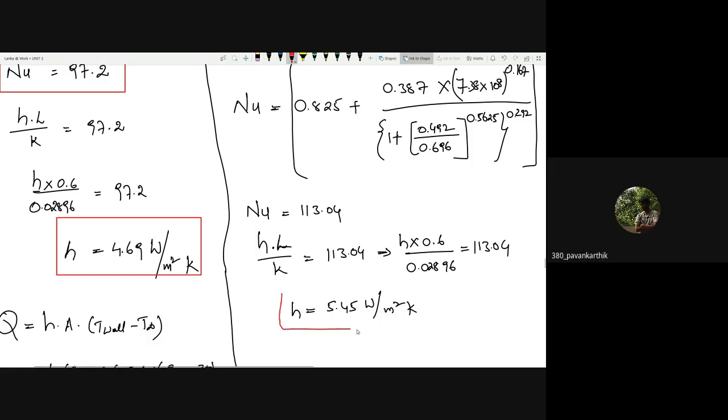Okay. See, when you look at these values, both are almost same. The H value also won't vary a lot.